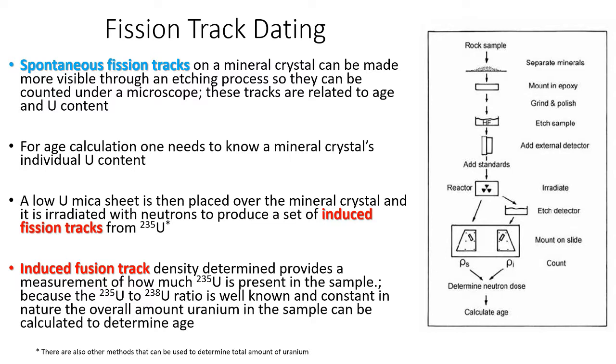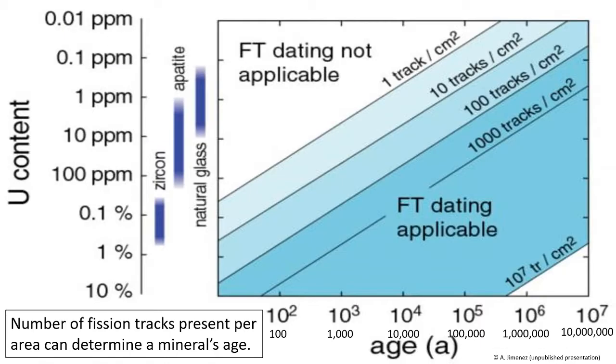Let me flip to the final diagram because this pretty much shows the whole story. We figure out through this process how much uranium is in there. You can see on the left-hand side there is a chart going from 0.01 ppm all the way up to 10%. 0.01 is parts per million, so it's very, very small fractions of a percentage of uranium in a substance, going down to a substance that contains maybe 10% uranium.